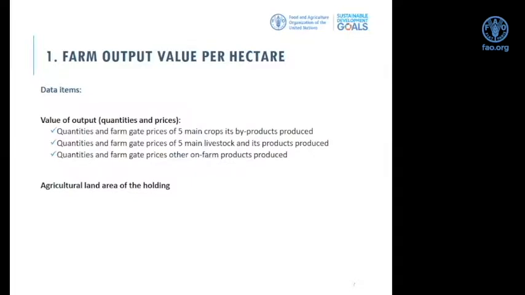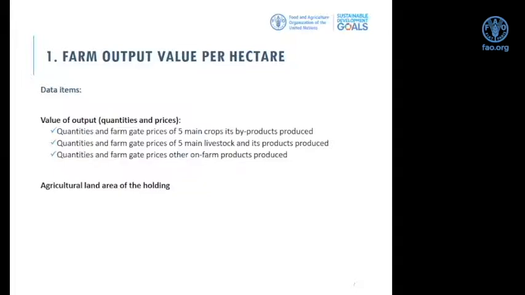Okay, so let me recollect. Basically, we confined ourselves to five main commodities or five main crops and its byproducts. Or if it is a livestock producing holding, then five main livestock and its products produced. Or if it is a mix of both crops and livestock producing a holding, then the top five commodities or activities that the holding is engaged in.